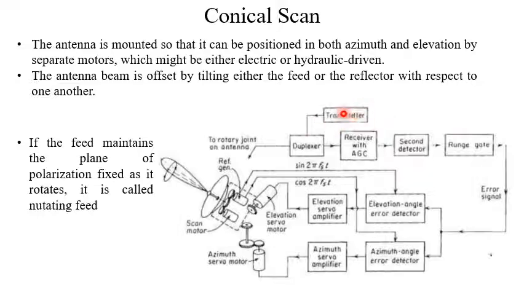Now consider this block diagram. This is the transmitter, this is the duplexer, and it is going to the rotary joint of the antenna. So the beam is transmitted. Once received, the duplexer will switch it to the receiver. The receiver must be with AGC. Then it will be detected and pass through a range gate. The range gate output will be the error signal that will be fed to the angle error detectors. Now we have two angle error detectors, one for azimuth angle and another for elevation angle.